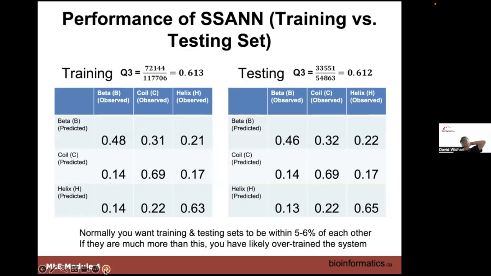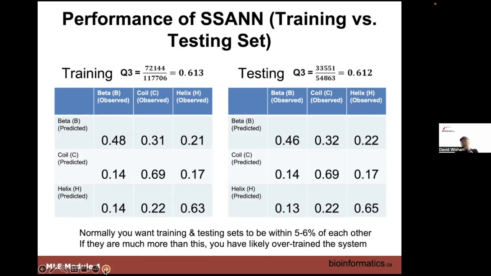So this is the result of this secondary structure predictor. The diagonals are what you're trying to look at. So it's 48% correct on beta sheet prediction, 69% on coil prediction, 63% on helix prediction. That was what we got on the training set. And then in the testing data set, instead of 48, it's 46. Instead of 65, it's 63. Or instead of 63, it's 65.